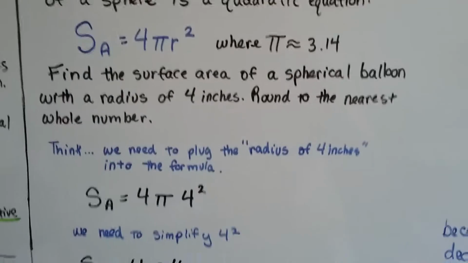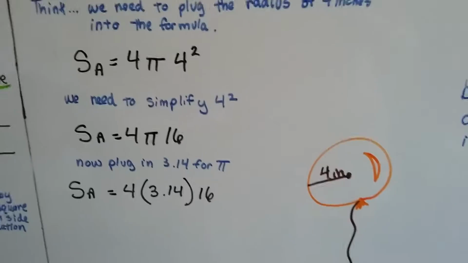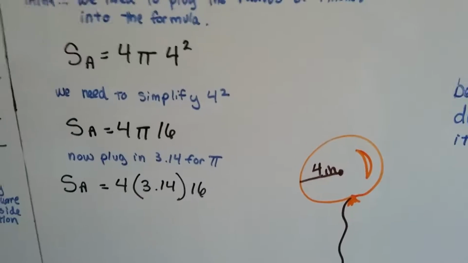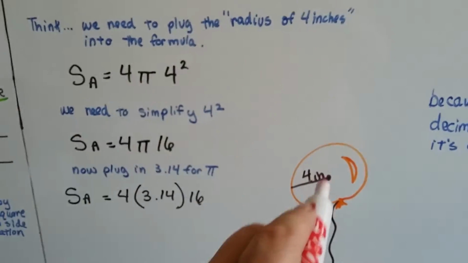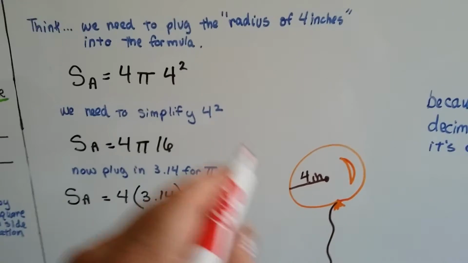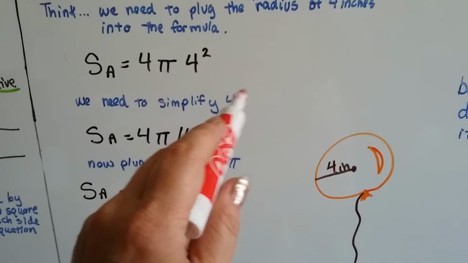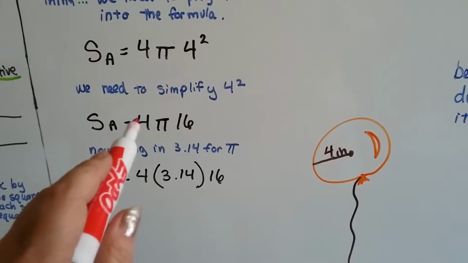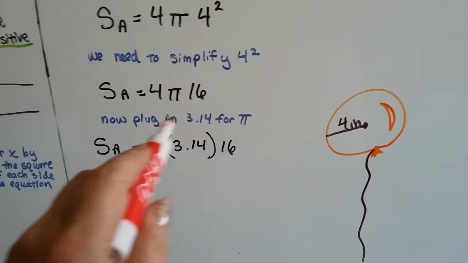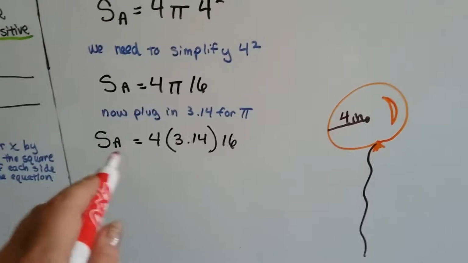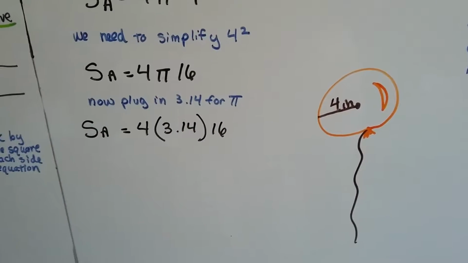So think, we need to plug the radius of 4 inches into the formula. We've got the surface area equals 4 pi 4 squared instead of radius squared, because we know the radius is 4. So we put the 4 into that place. Now we need to simplify the 4 squared. And we get the surface area is equal to 4 times pi times 16. Now we plug 3.14 in for the pi, and we've got the surface area equals 4 times 3.14 times 16.